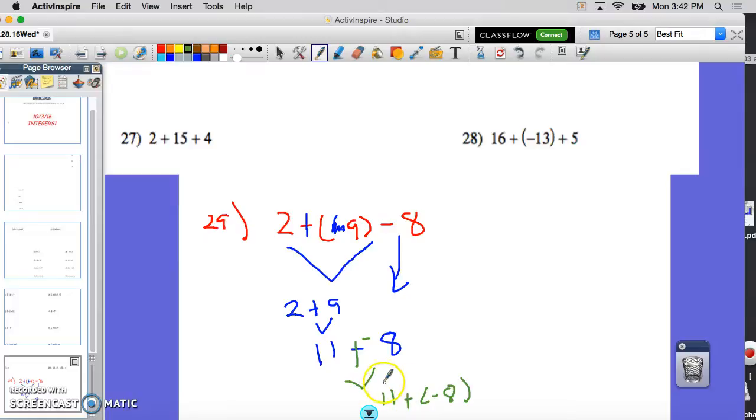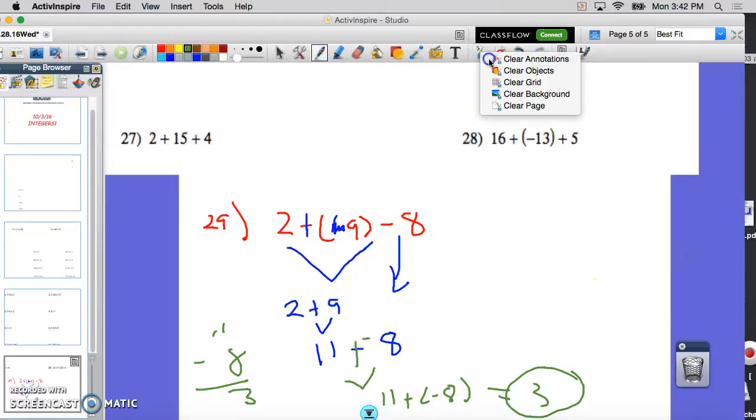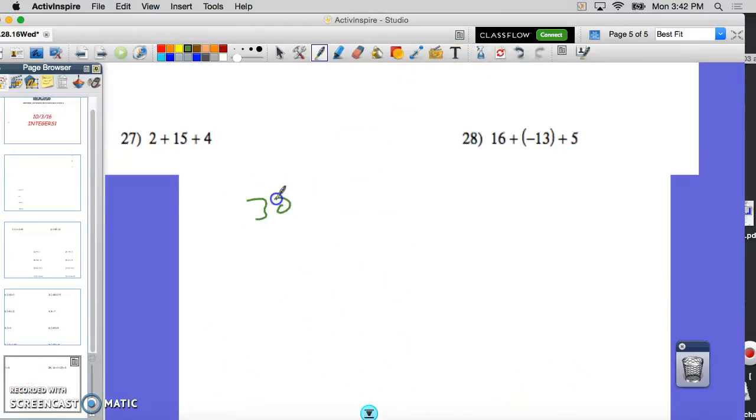And what do we do when we have a negative and a positive? Subtract to find the difference. Keep the sign of the higher digit. What's higher, 11 or 8? 11 is higher, so I'll keep it as a positive 3. So either way, you should be getting the same answer, but this way, you're more looking at it as an algebraic integer rule. Okay? And your last one, number 30 on the page.